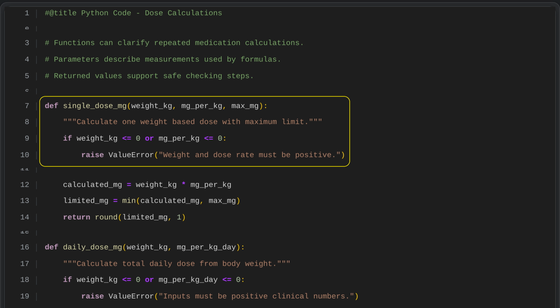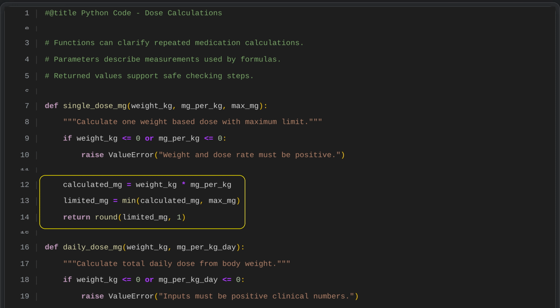The single dose milligrams function calculates a medication dose from a patient's weight and the dose rate, while respecting a maximum limit. Before calculating, it checks that both values are positive. If either value is 0 or negative, it raises an error to prevent invalid dosing calculations. The code calculates a weight-based medication dose, limits it so it does not exceed the maximum allowed amount, and rounds the result to 1 decimal place. This helps provide a precise dose while supporting safe medication administration.